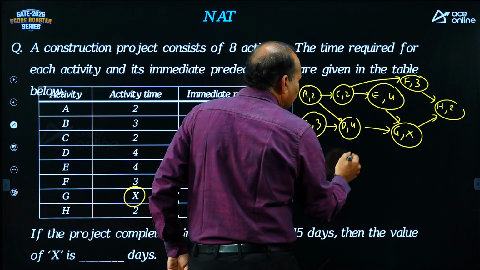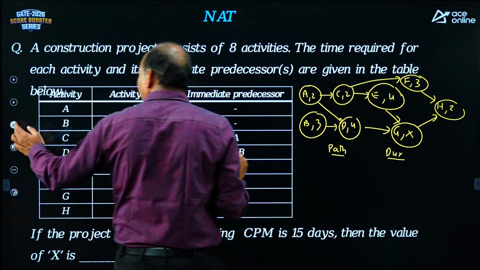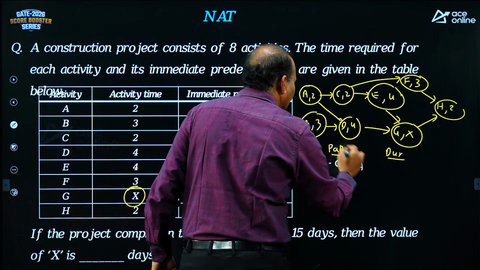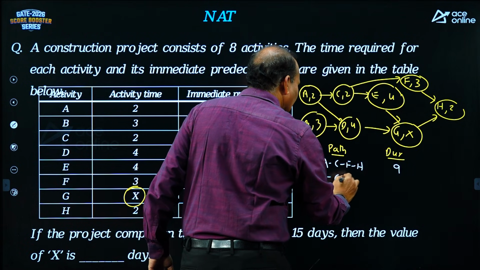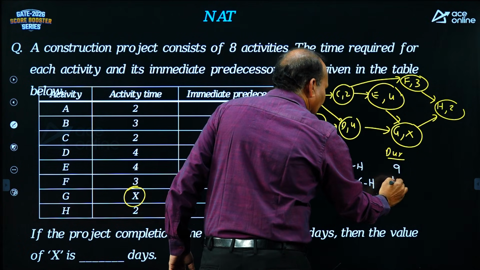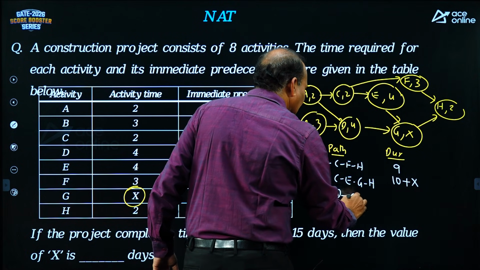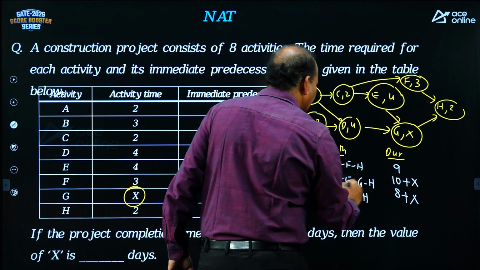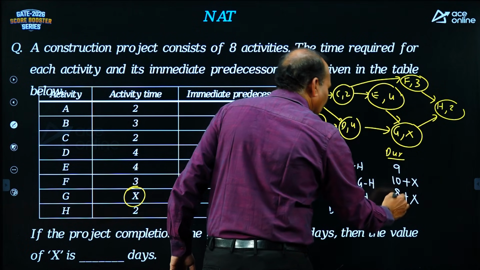Take the paths in this. What are the paths? A, C, F, H: 2 plus 2, 4 plus 3, 7 plus 2, 9. Next path A, C, E, G, H: 4, 8, 8 plus 2, 10, 10 plus X. Next path A, D, G, H: 6 plus 2, 8, 8 plus X. Next path B, D, G, H: 7 plus 2, 9, 9 plus X.